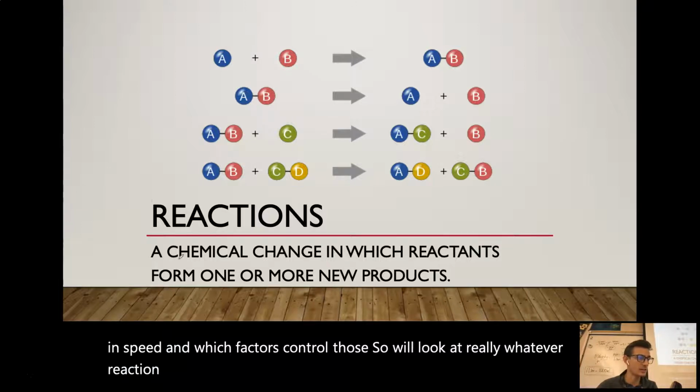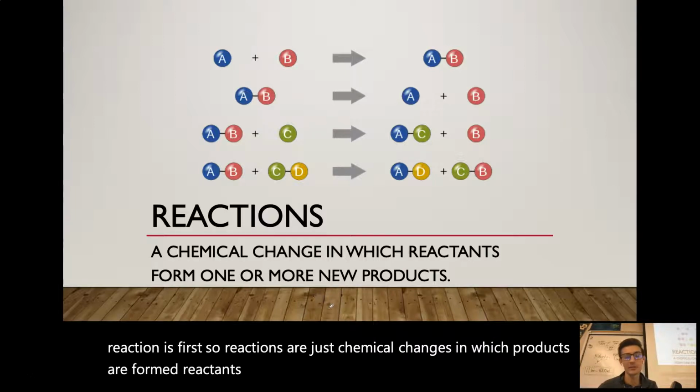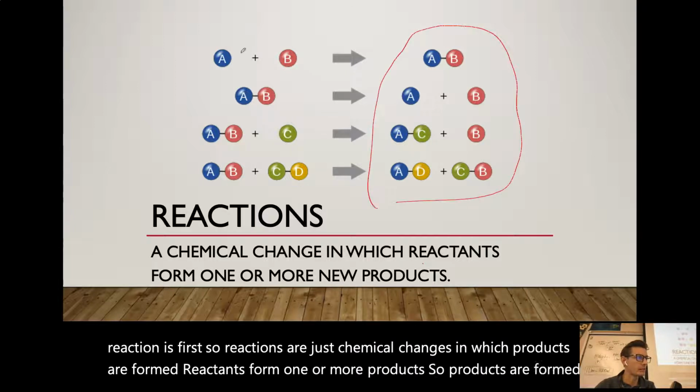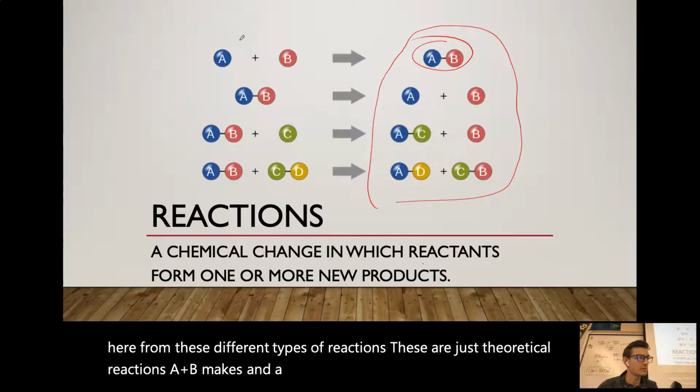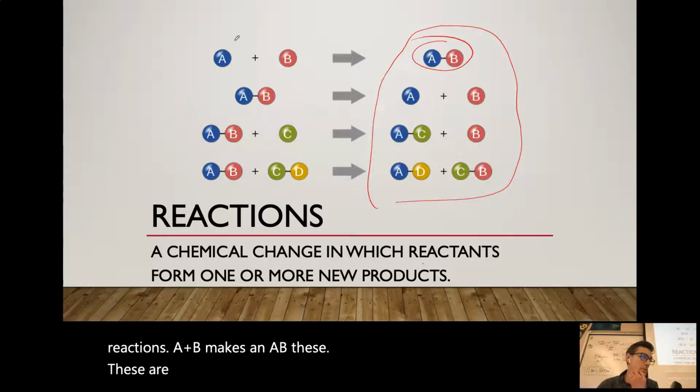Reactions are just chemical changes in which products are formed. Well, reactants form one or more products. So products are formed here from these different types of reactions. These are just theoretical reactions. A plus B makes an AB. It could represent real equations and do.